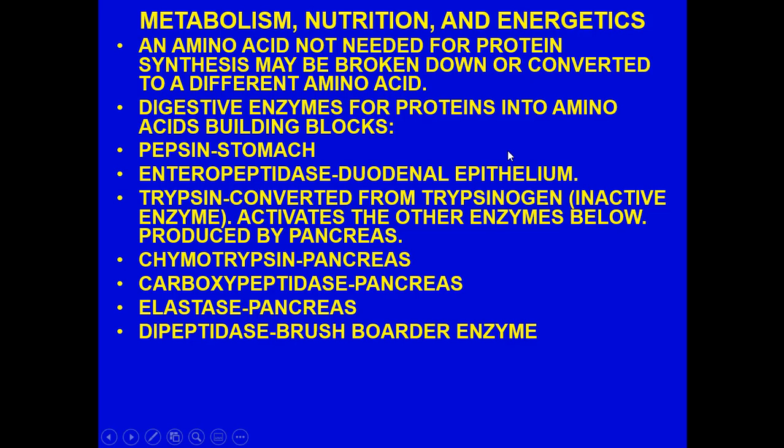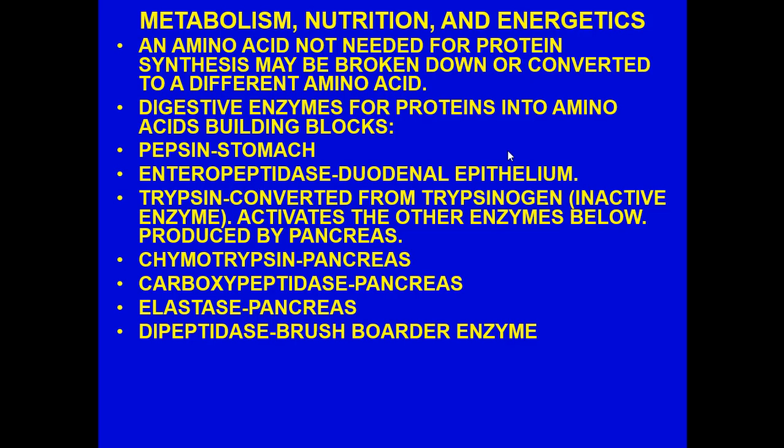Now, what about proteins? You hear people talking about this, okay? You have to understand that an amino acid that's not needed for protein synthesis is not going to just be stored. It will be either broken down or converted to a different amino acid. Those are the amino acids that are considered non-essential amino acids because we can flip them from one type to another. Digestive enzymes break down proteins into amino acids.